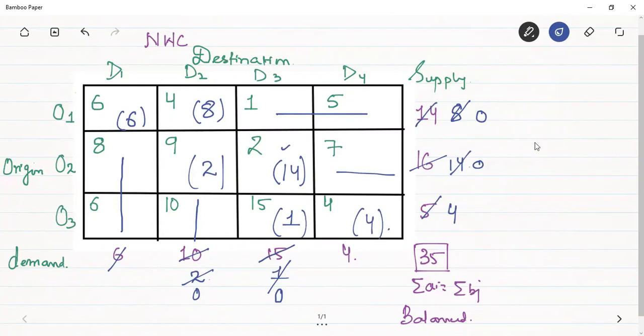Okay, so please tell me what is the transportation cost now. What will be the transportation cost? It will be 36 plus 32 plus 18 plus 28 plus 15 plus 16. This is the transportation cost.